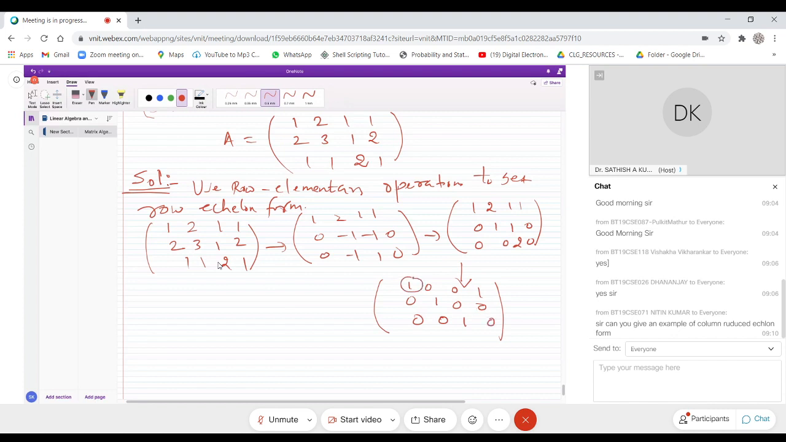So now the first non-zero number is 1, 1, 1. So this is a row echelon form matrix. Therefore the number of non-zero rows is 3, so the rank is 3.